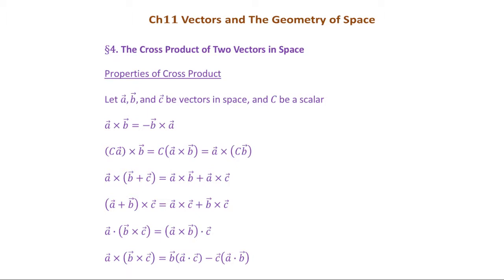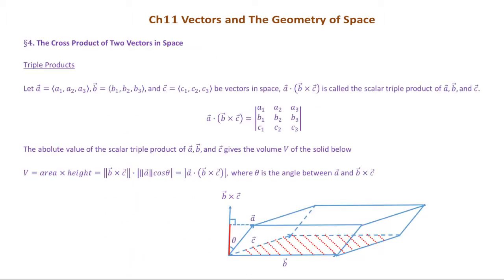So these are some important properties of cross products. And so let me just focus on this triple product, A dot B cross C. Okay, and see what we can do about it. We call it triple products because, as I said, we have three vectors, A, B, and C, and it involves both cross product and dot product.